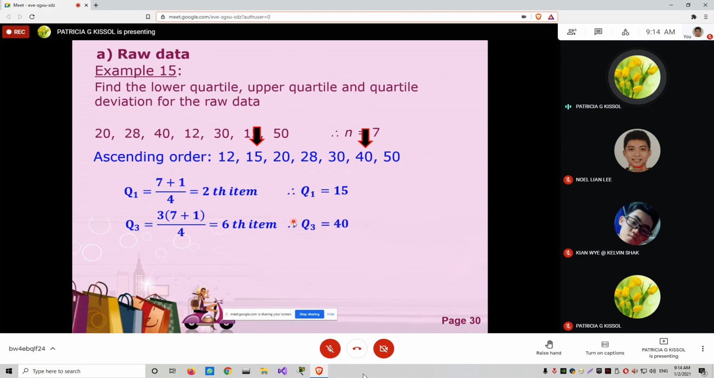Now, once we got Q1 is 15, Q3 is 40, in order to find the quartile deviation, you simply need to subtract the value 40 and the value 15 and divide by 2, and that is our quartile deviation. So the quartile deviation value here is normally what questions will ask. So that is for raw data, okay?